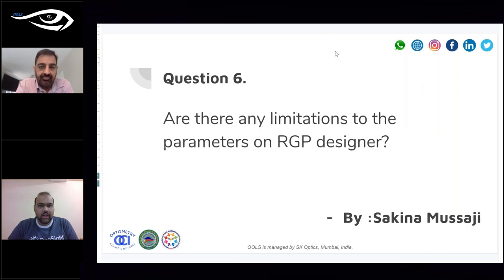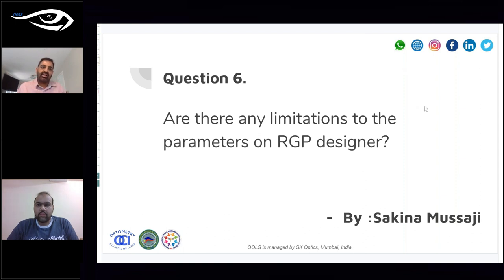Next question is, are there any limitations in terms of the parameters in RGP Designer? Now, there's no limitation, because on the RGP Designer there is a template for designs of lenses you can use. Now, those have limitations because templates have been put in there by certain designers. So let's say if I put a parameter and say -6 is the only one I can do, and that's the template there. So if you're using that as a template form in the actual software, then yes, there are limitations.